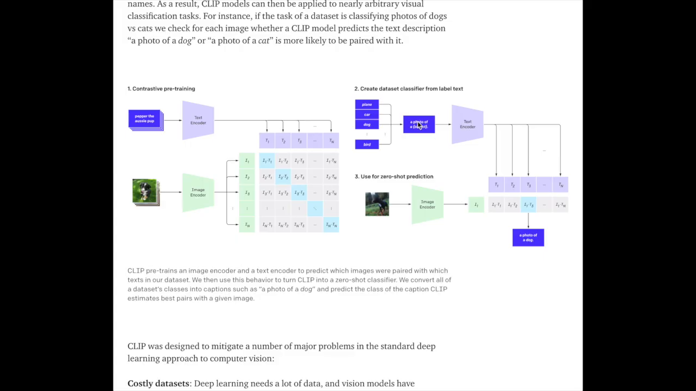So what they do is they insert a photo of, and then you just insert the object classes, and now you turn it into the same kind of text similarity task as the contrastive pre-training task, and that allows you to do zero shot image classification.